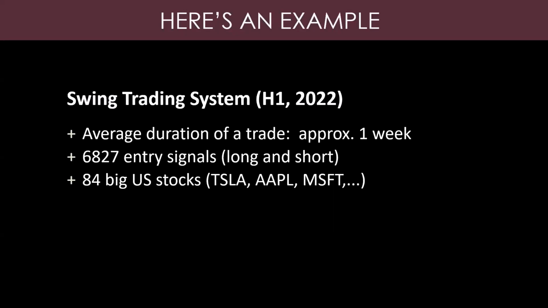In fact, it was a portfolio test performed over 84 big US stocks, such as Tesla, Apple, Microsoft, and so forth. We developed a swing trading system for this. So we would swing trade all these stocks applied to the 1 hour chart. And the test was performed from January 2022 up until a couple of weeks ago. Average trade duration, as that was a swing trading system, was 1 week on average.